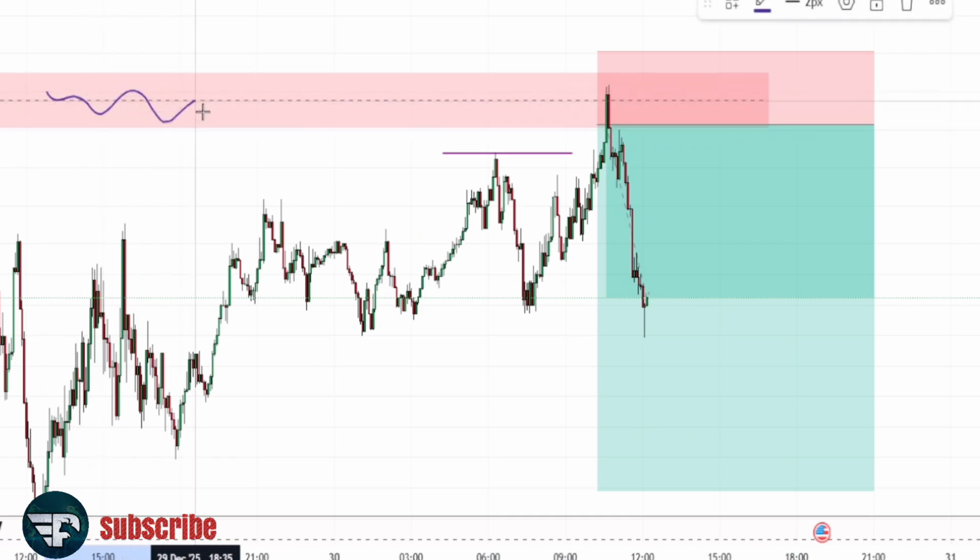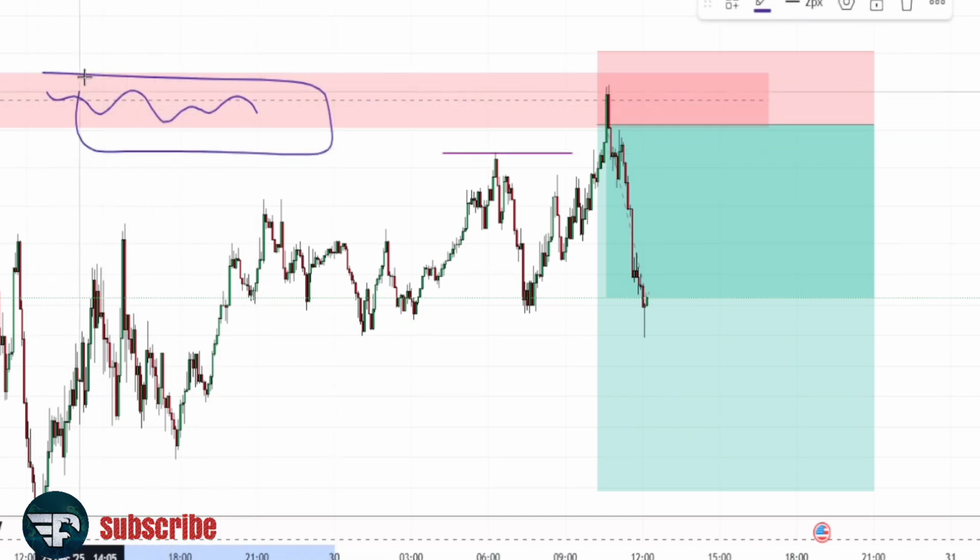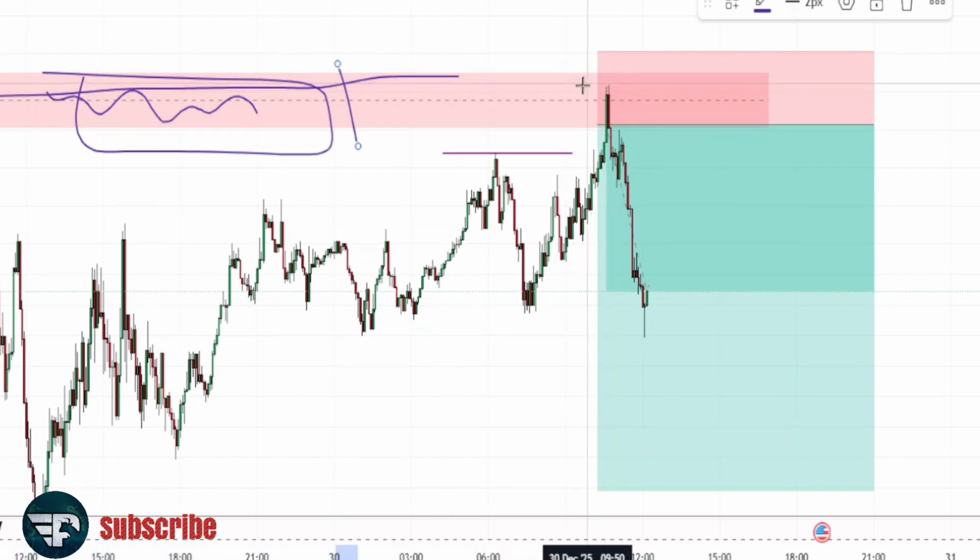This zone you are seeing here is just a refined entry from the bigger picture. This is 5 minutes. This zone here is a refined entry from the 4-hour supply zone. That is why I took the sell somewhere from here.